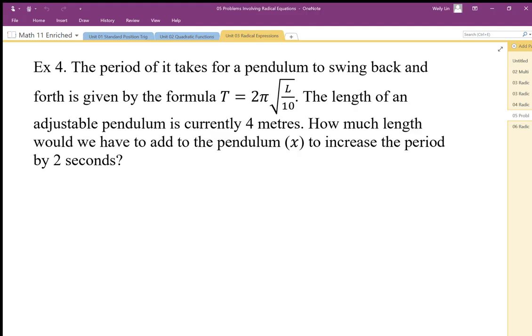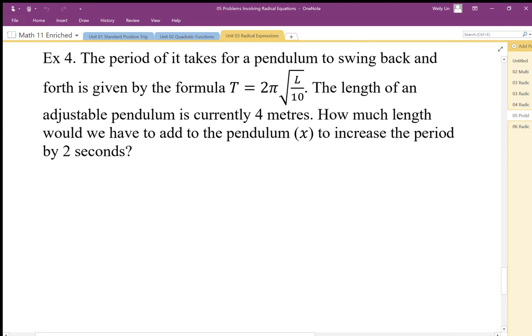Period of a pendulum. So this is a formula you might run across in physics. The T value represents the time it takes for something to swing back and forth. That time is equal to 2 pi times the square root of the length of the pendulum, so imagine the length of a string of something swinging, divided by 10. Now this 10 happens to be the acceleration due to gravity, okay? But we're just going to use 10 for now.